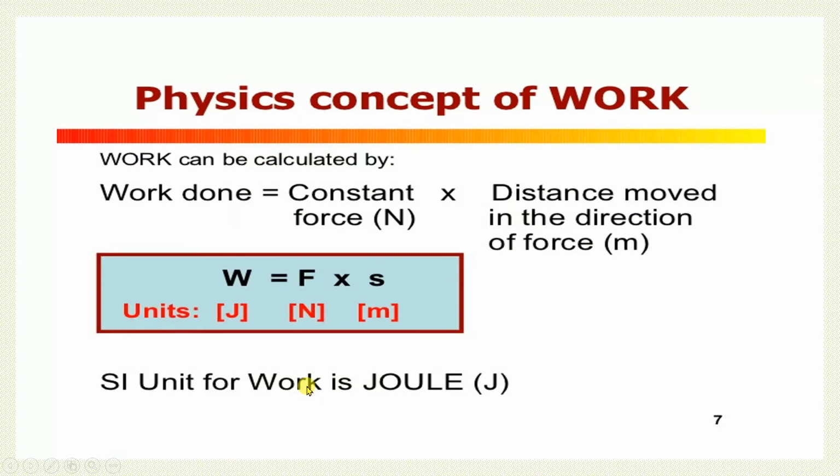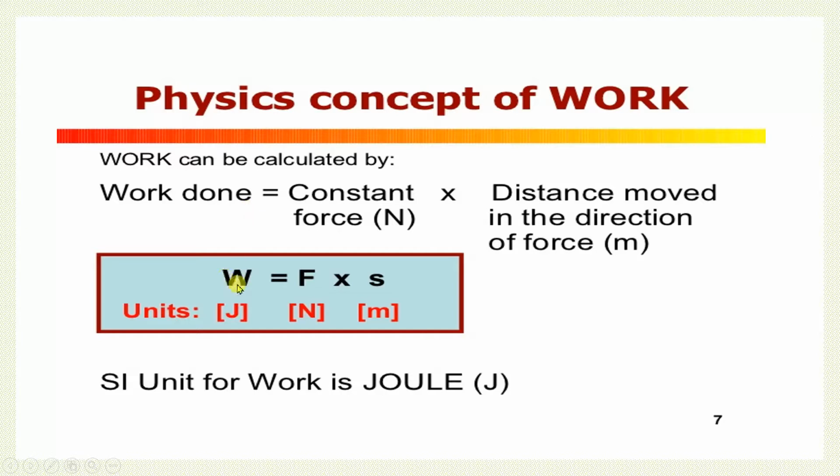so in the terms of physics, when we consider the concept of work, then we can calculate it by using a formula. So it can be calculated by using this formula: work done equals constant force multiplied by the distance moved in the direction of force. Please see here, the distance should be in the direction of force. Means when we apply the force and the object is moving, the object should move in the direction of force. Then that force and that distance when multiplied, gives us the work done.